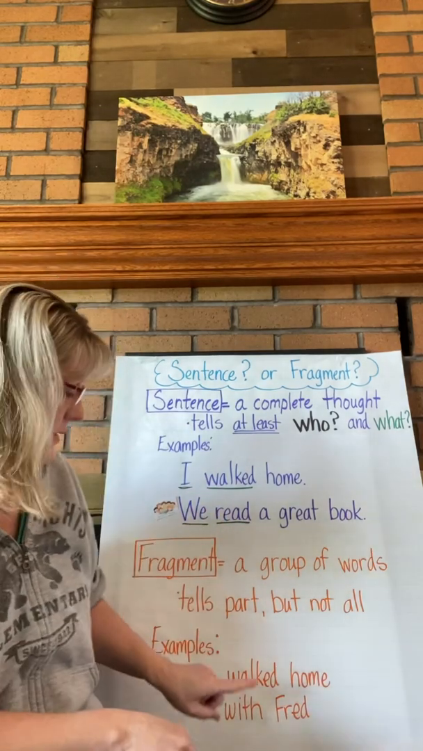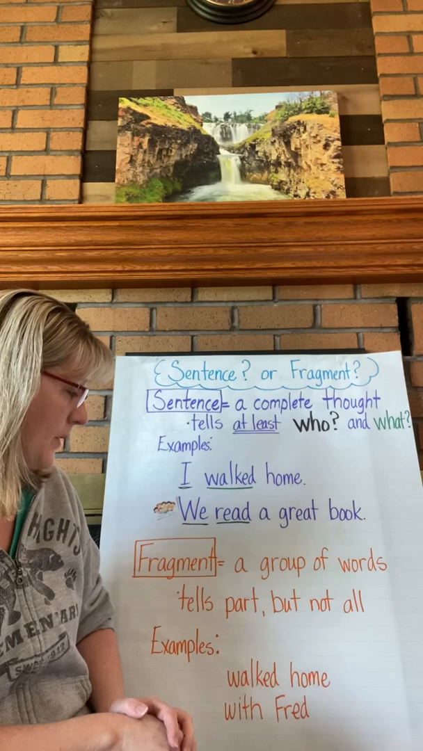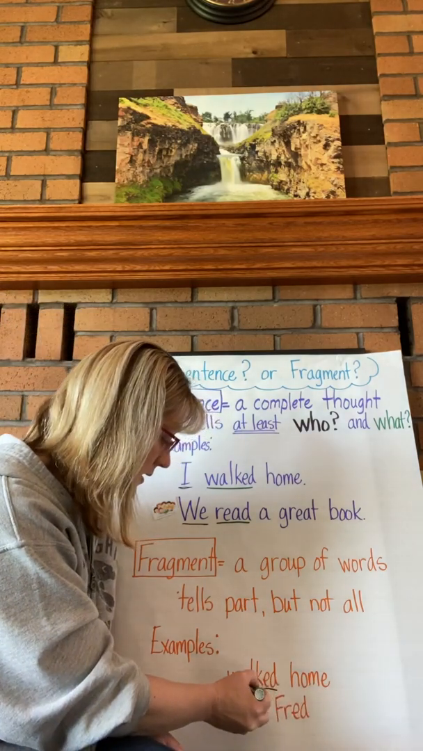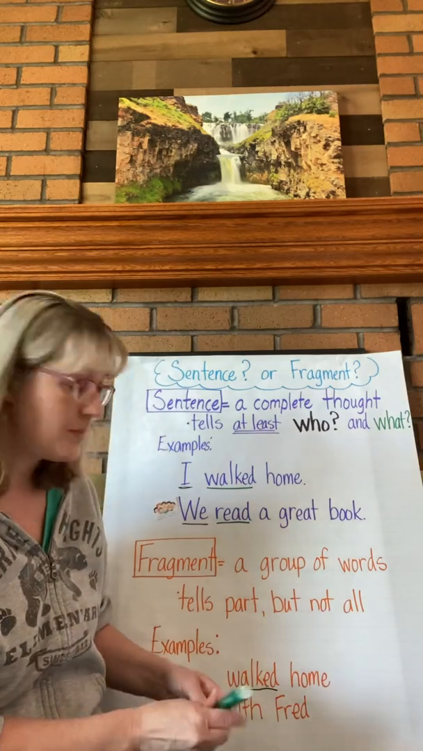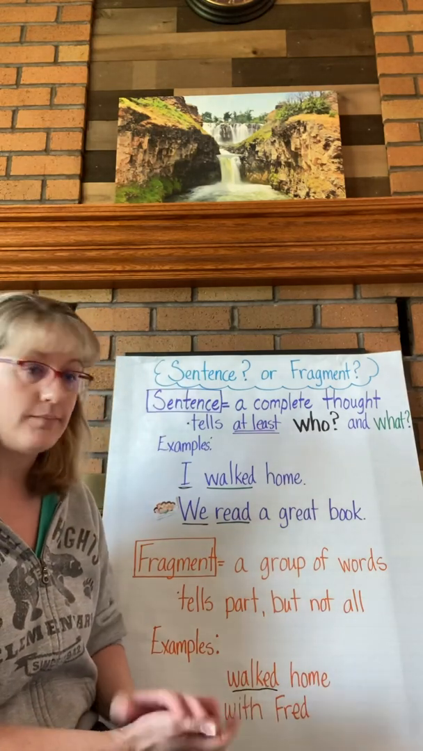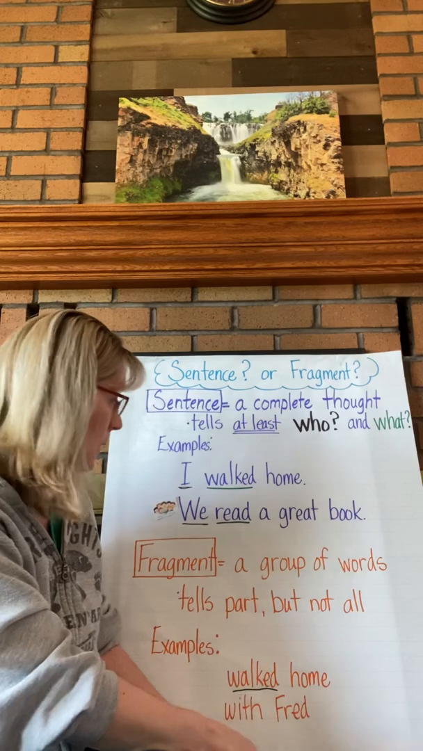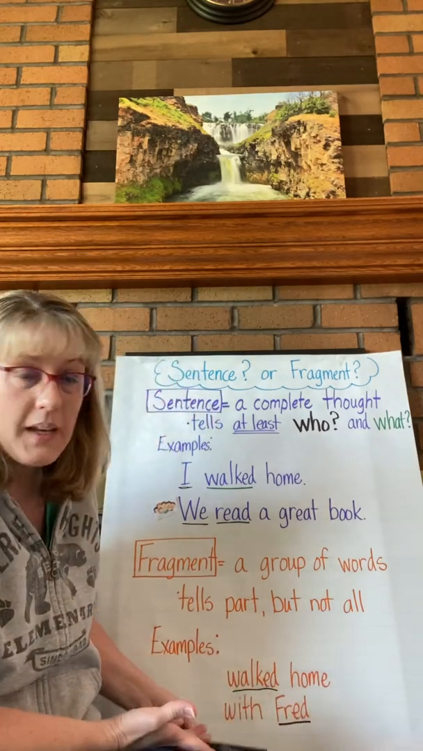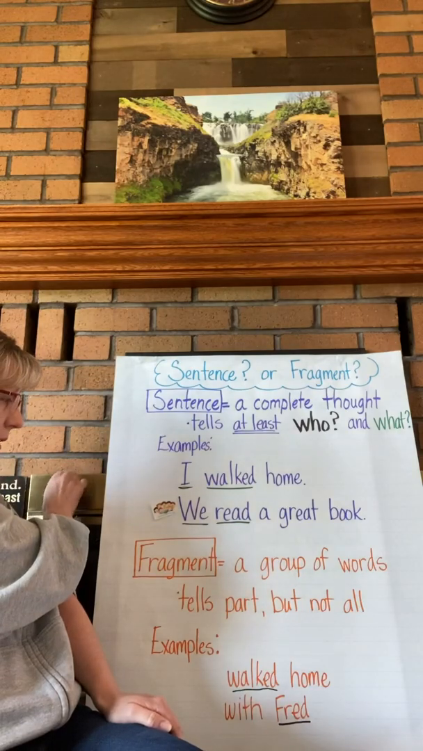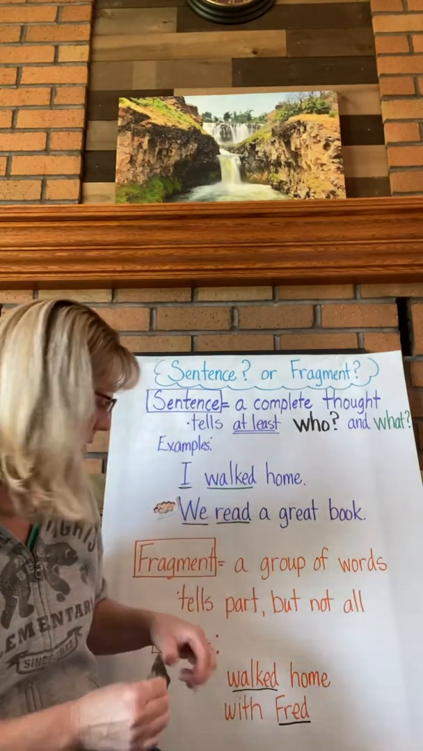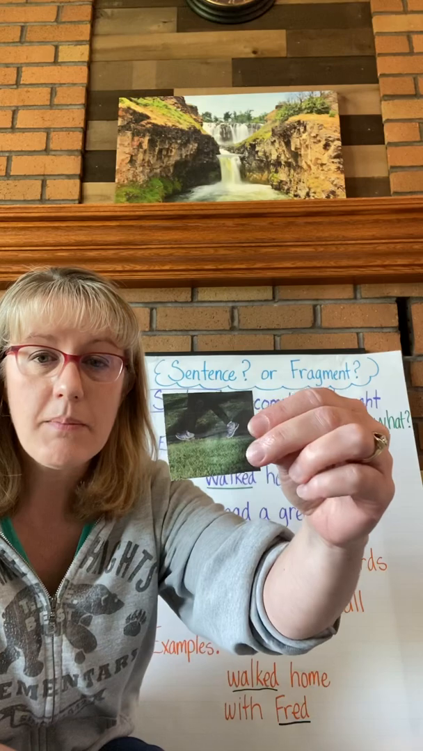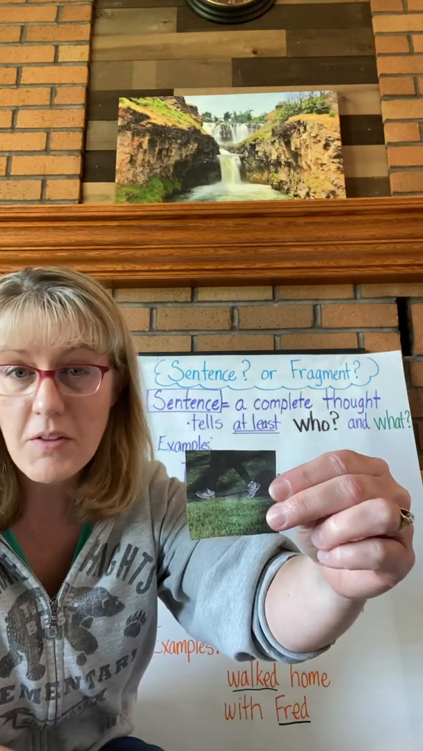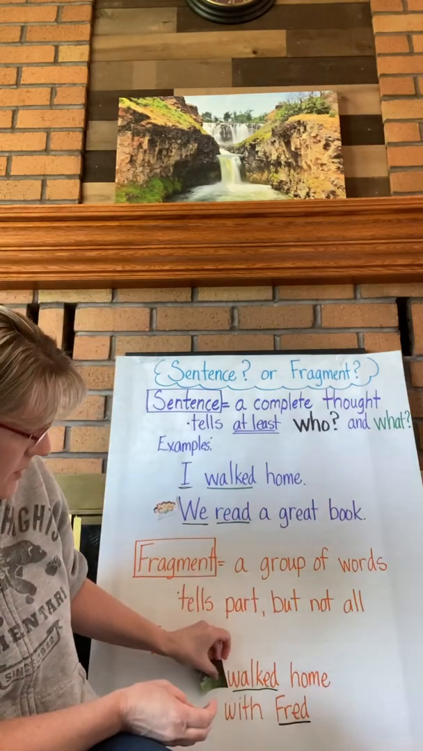Here's some examples. Walked home. Well, that tells the what, but not the who. With Fred. Well, that tells the who, but not what Fred's doing, right? So here's what a fragment might look like in our head. If I was looking at walked home, here's something I'd see. I can picture someone walking, but I don't know who it is. So it's just the feet walking. So that's what we're doing there.